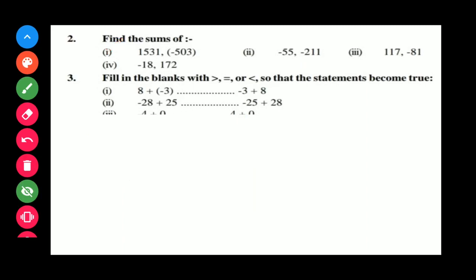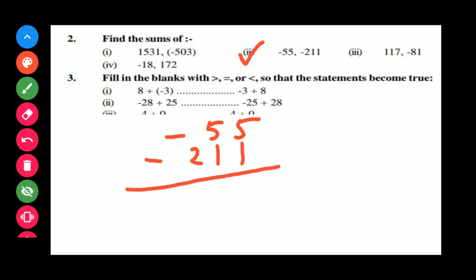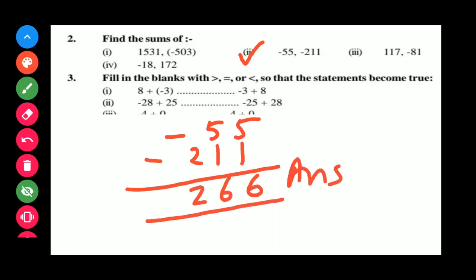Now come to the second part. This one is minus 55 and minus 211. So you can write first minus 55 and minus 211. So 211. Both have same sign, so you can add. It is 6, 6 and 2. That is your answer. So you can write very well.